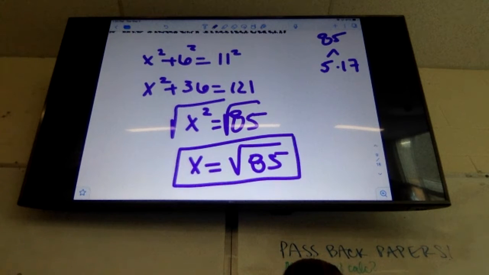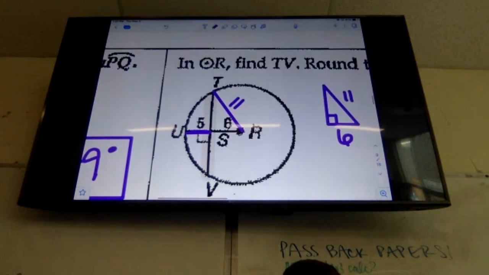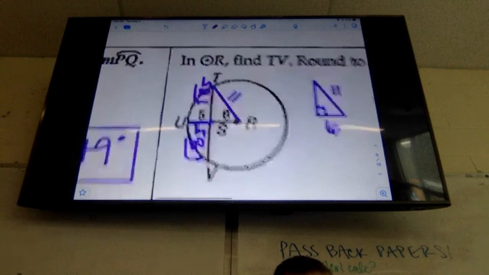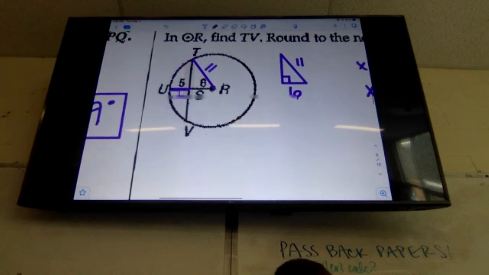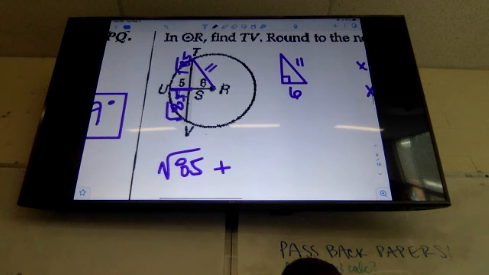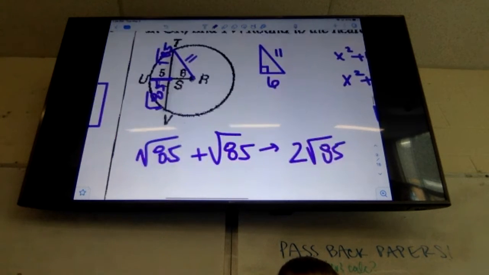Now I am not finished with this problem yet because I just found x. I just found T to the middle. I found T to S and I want TV. So that means this is root 85 and then this is root 85. So how much is TV, all of it together? We're not doing root 85 times root 85. We're going to do root 85 plus root 85, which is going to be 2 times root 85. And there's no way I can simplify that more. That's as good as that one gets.